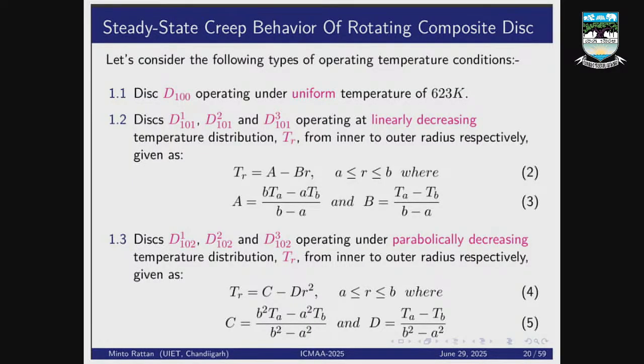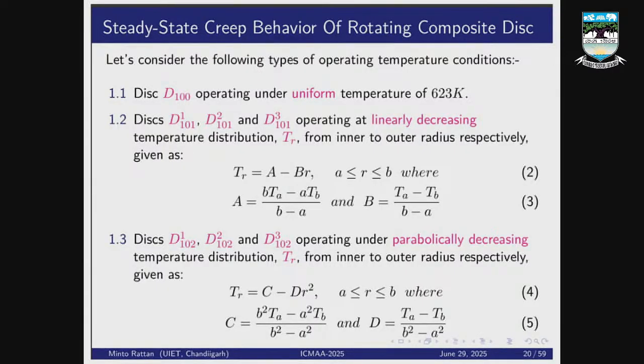Disc with uniform temperature profile D subscript 100 is operating at uniform temperature of 623 Kelvin along the radial distance. Three different discs operating under linearly decreasing distinct thermal gradients are represented by D superscript 1 subscript 101, D superscript 2 subscript 101 and D superscript 3 subscript 101, having temperature distribution T depending upon radius denoted by A minus BR, where the values of A and B can be calculated using the values of inner radius, outer radius and temperatures at inner radius and outer radius of the disc.